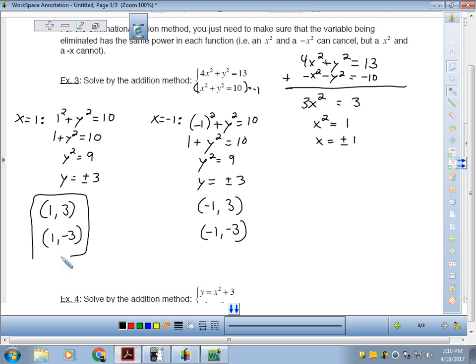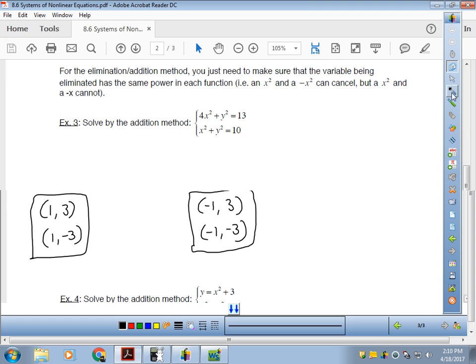So we actually end up with 4 different solutions to this system of equations. Now I'm not going to take the time to check all 4, but I will tell you that all 4 of them do work. So it's okay. Sometimes you have a lot of answers, especially when you have 2 equations that both have squares in them. It's going to give you a lot of answers.